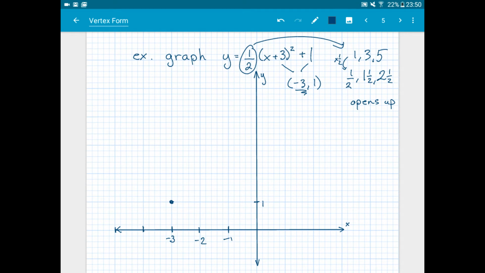And we can just use the step pattern now. So I'm going to go right 1 up a half this time. So right 1 up a half would be right there. And then from there, I'm going to go right 1 up 1.5, which would be up to there. And then I have to go right 1 up 2.5. So up 2.5 would take me all the way up here. Right? 1, 2.5.